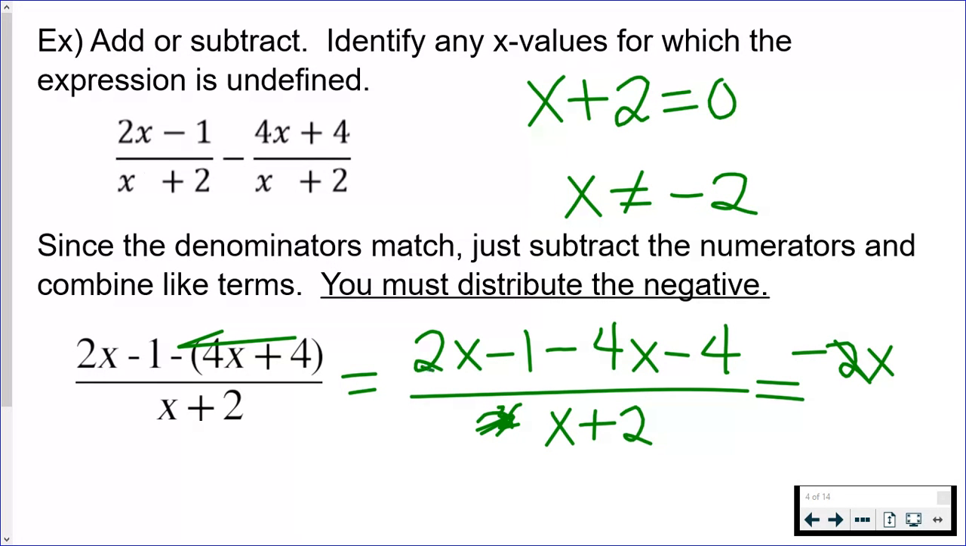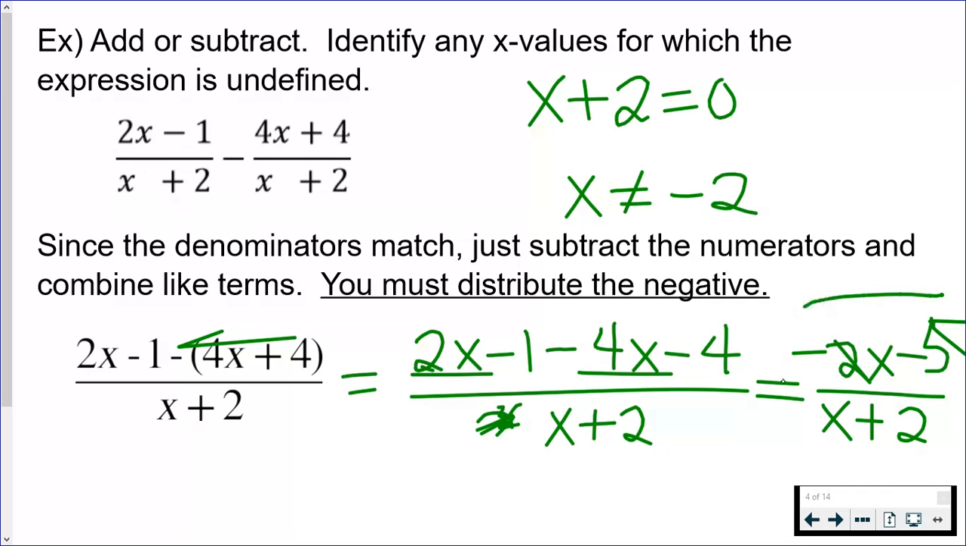So we have 2x minus 4x, that'll be negative 2x. Then I have negative 1 minus 4. Sorry, my computer's really slow, so I have to write slow. Negative 2x minus 5, and that is all over x plus 2. And again, see if you can factor and cancel anything out, but I can't do anything here. So the answer is negative 2x minus 5 over x plus 2.